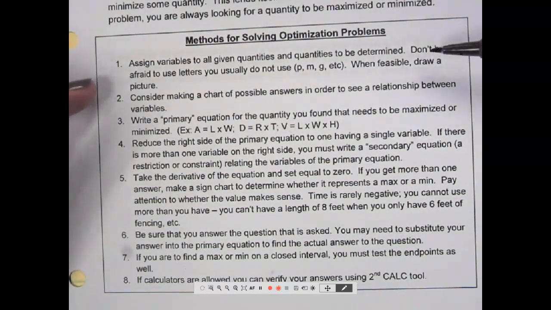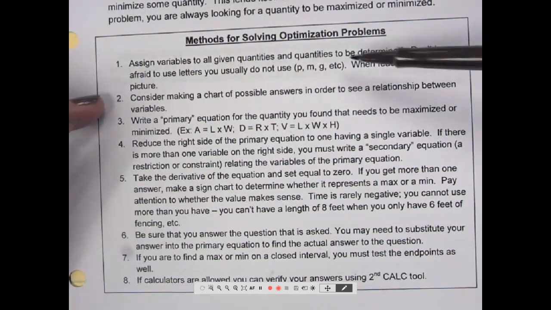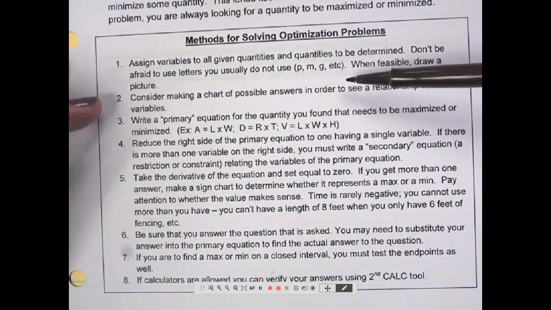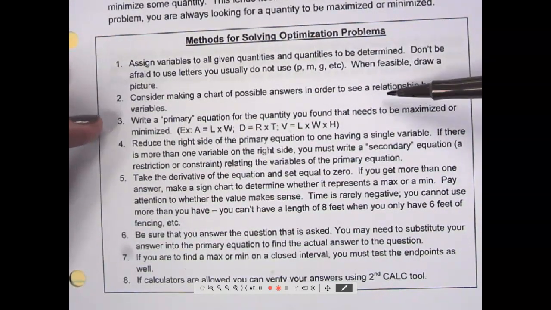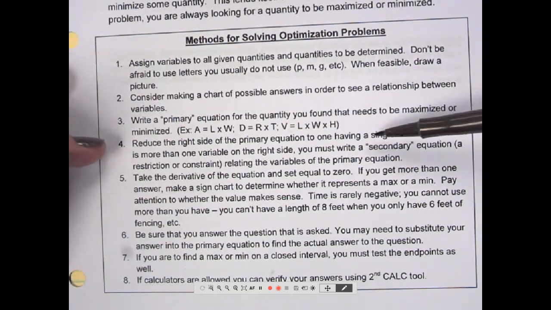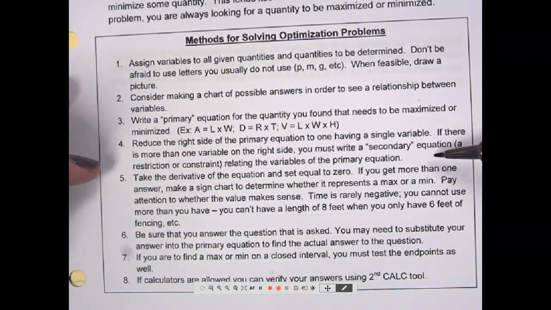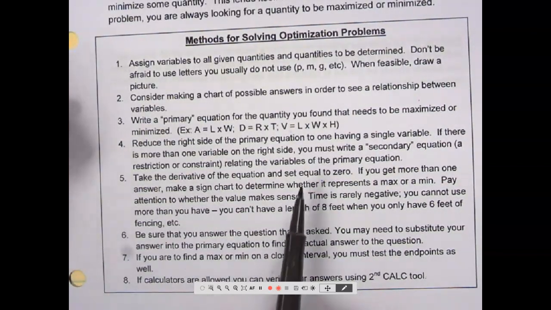All right, we're going to assign variables to the quantities that we're given and quantities that we need to find. Sometimes we'll use letters other than X and Y if they make more sense in the problem. Consider making a chart of possible answers. Write a primary equation. That is the thing that needs to be maximized or minimized. Reduce the right side of the primary equation to one having a single variable. If there's more than one variable, then you must write a secondary equation that deals with restrictions or constraints.